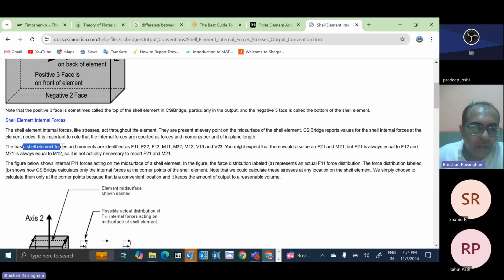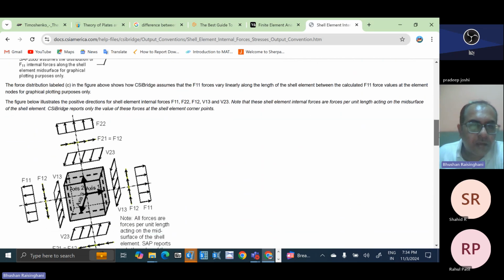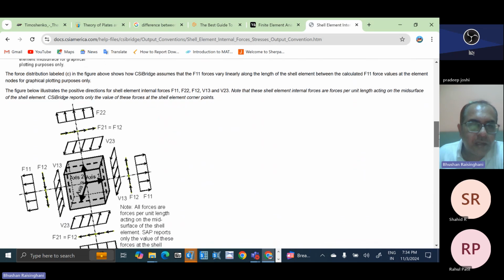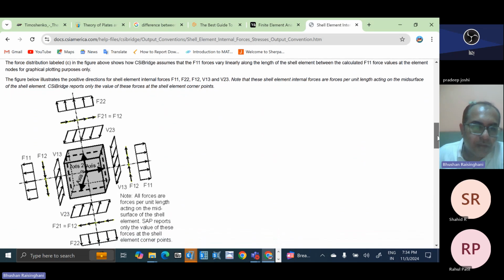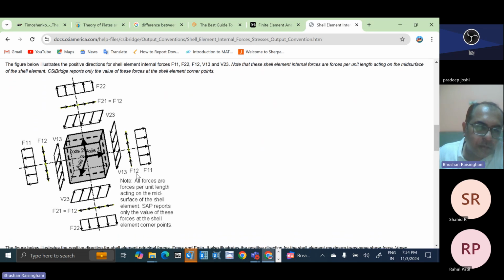So the basic shell element forces and moments are identified as moment, force, and the shear values. Now you expect this, but they have not given the full form, so I cannot directly show you here. But I will share it with you by email, how V23 is generated. You can see there is a force in direction 1, 2 in two opposite directions. So this generates a shear.